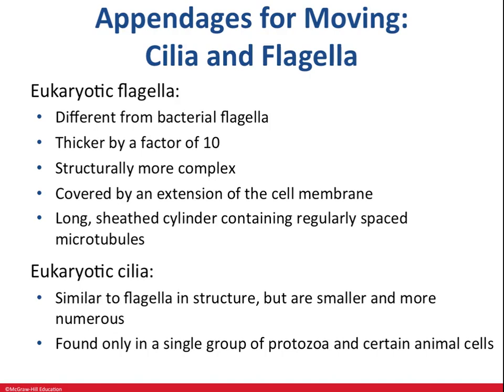We can find the cilia in protozoa and certain animal cells, such as the epithelial cells in the respiratory tract and the epithelial cells in the fallopian tube in females.